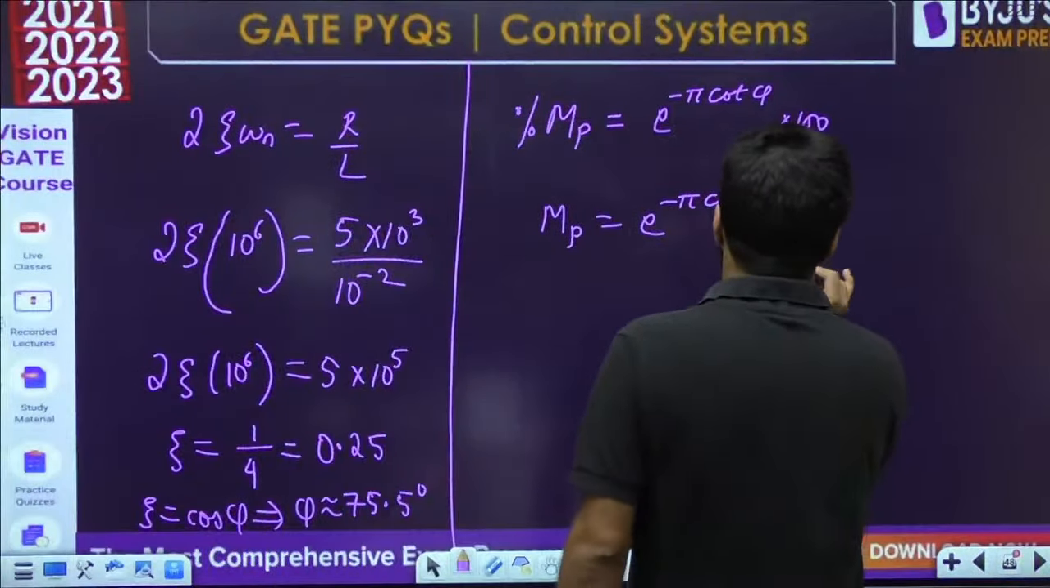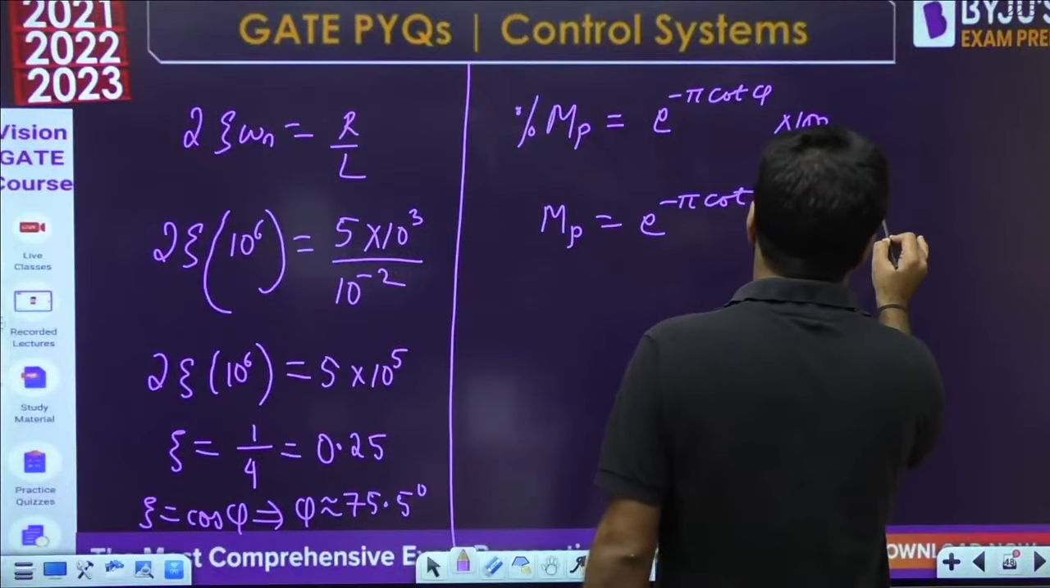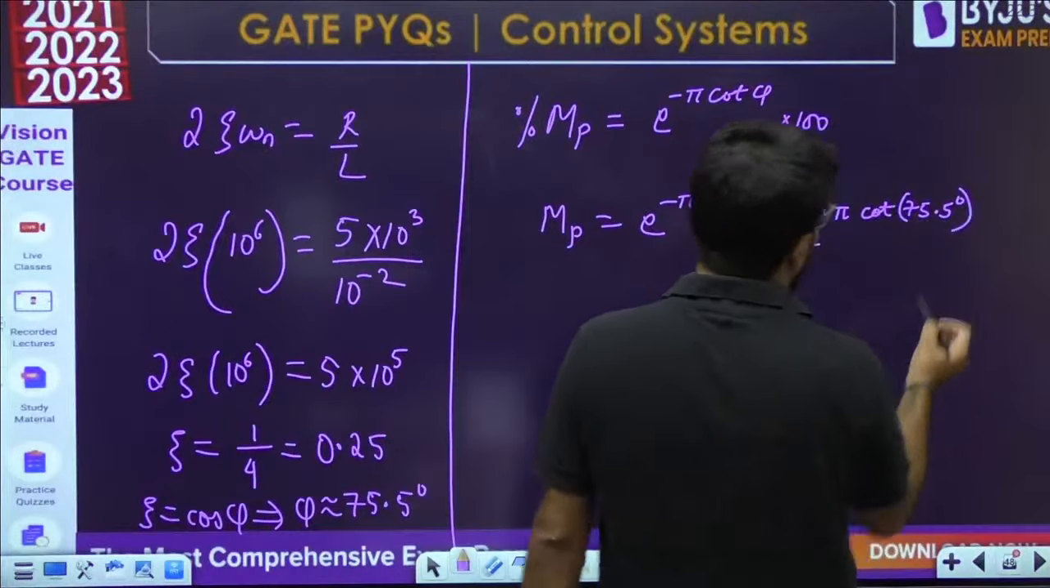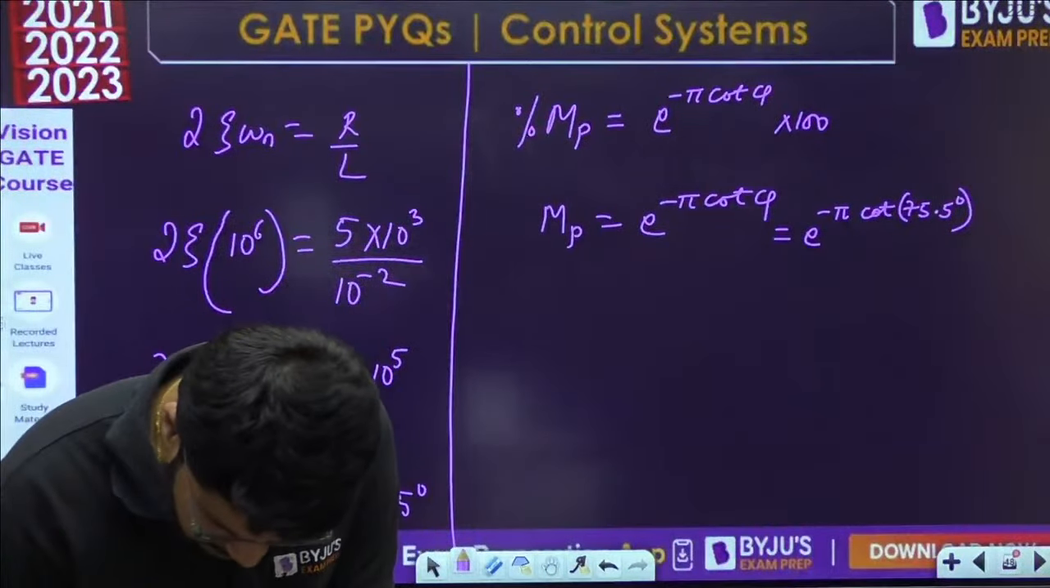Okay, so we'll place this value: e power minus pi into cot of 75.5 degree. So let's calculate this answer.